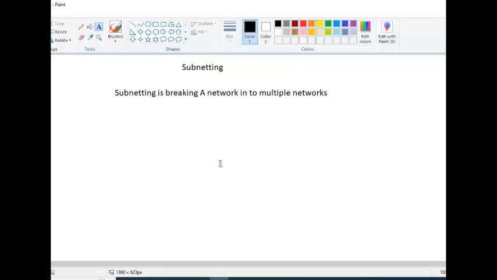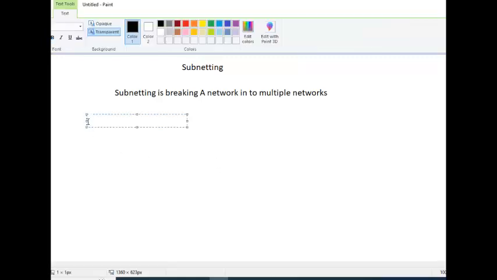Okay, the reason is simple. I want many networks. That's the reason. I don't want just one network. I want many networks. Why? Why subnetting?